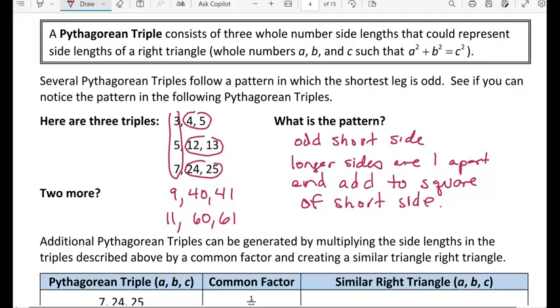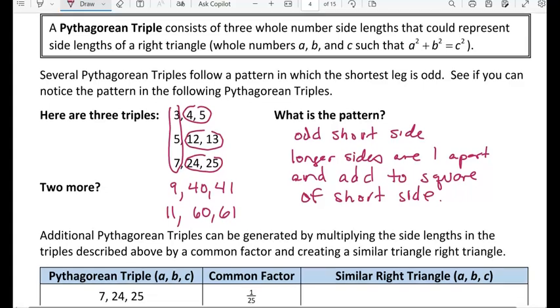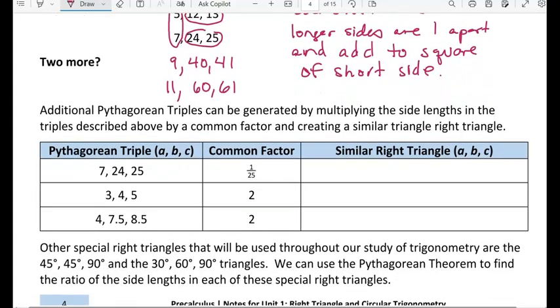That will help you remember that pattern. All right, let's generate some additional triples. If I have a 7, 24, 25 triple, that means that those can be sides of a right triangle, and if I multiply all of those sides by 1/25th, we can create a similar triangle with shorter side lengths, 7/25ths, 24/25ths, and 25 times 1/25th, which is 1. So it's a scaled down version of the same triple.